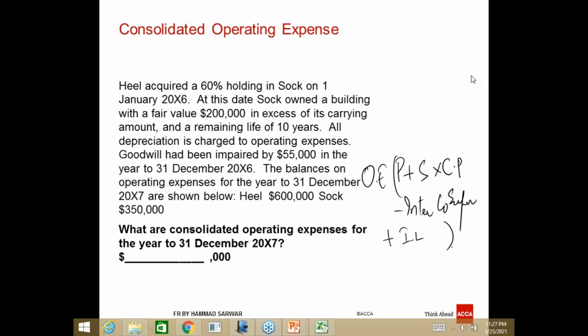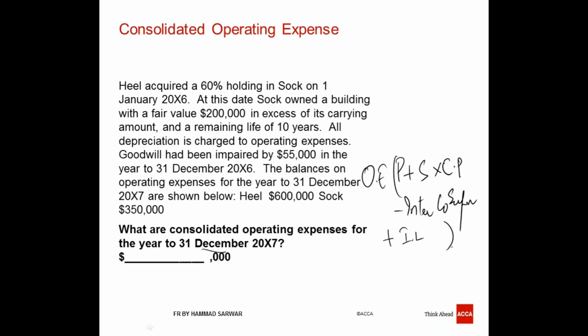So now let's adjust. Heal acquired 60% of the share capital on 1st January. The year end is 31st December, so you do not need to apply the controlling period. So the parent company's operating expenses is 6 lakh plus subsidiary company operating expenses 3,50,000. Then there is an upward revaluation of 2 lakh and the life is 10 years.